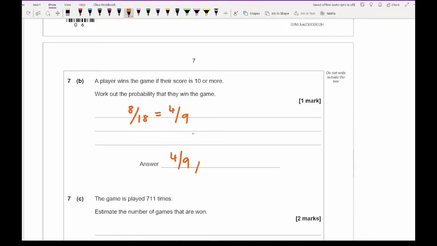And again, with it being probabilities, there's no expectation for you to simplify your fractions. I certainly would. But again, for 1 mark, either of those 2 answers would be fine.